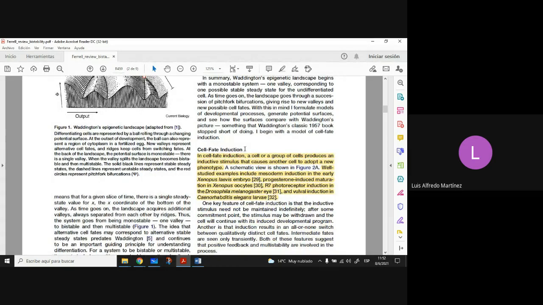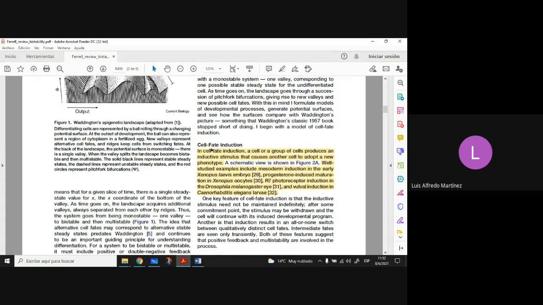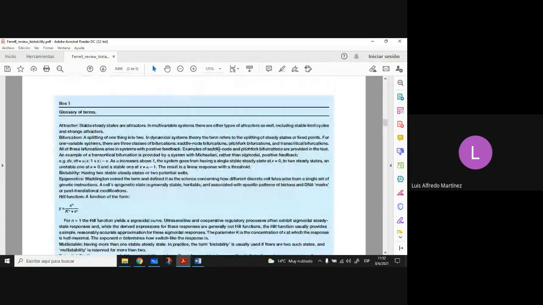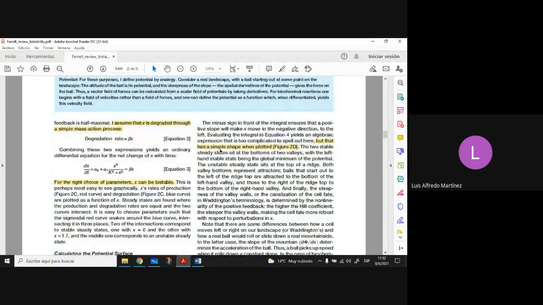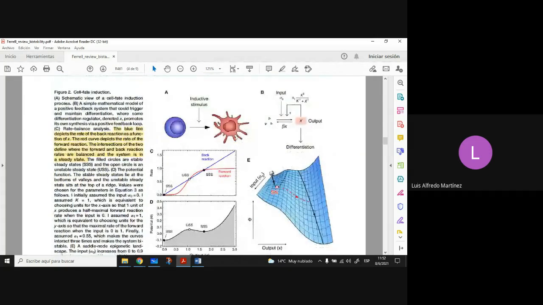Two phenomena are studied here: the self-fate induction and the lateral inhibition. In the self-fate induction, the model describes the evolution of the cell toward an undifferentiated state. The author proposed one mathematical model based on the Hill function.